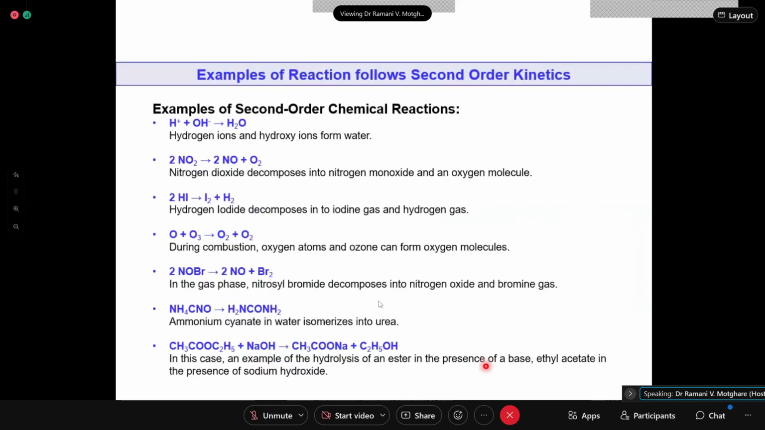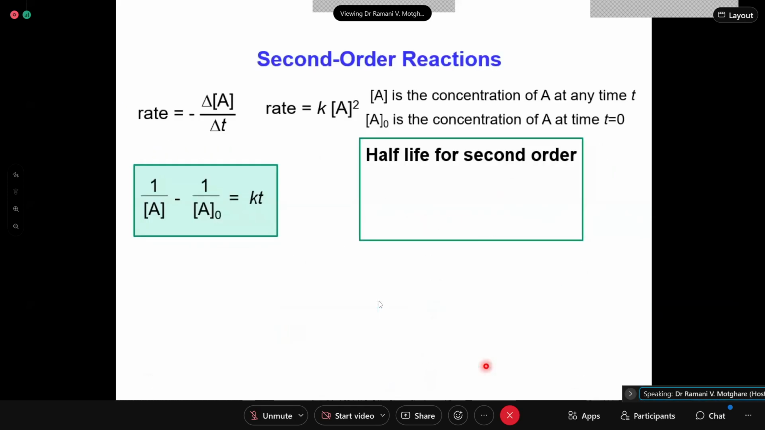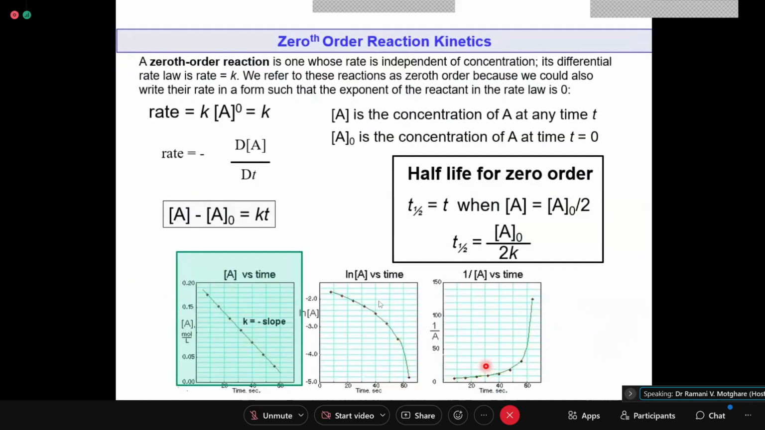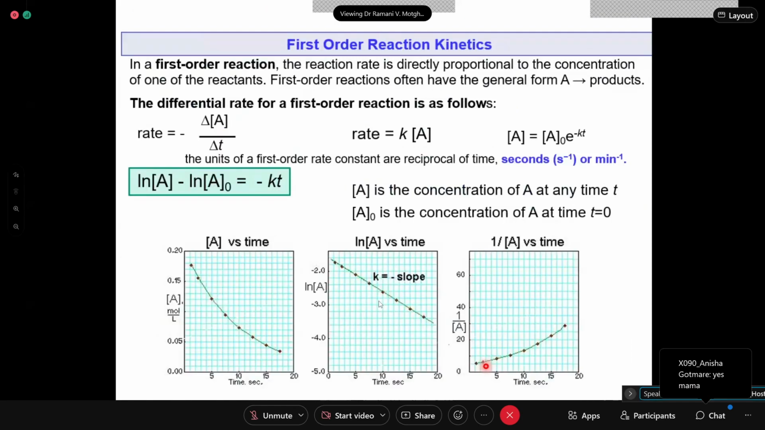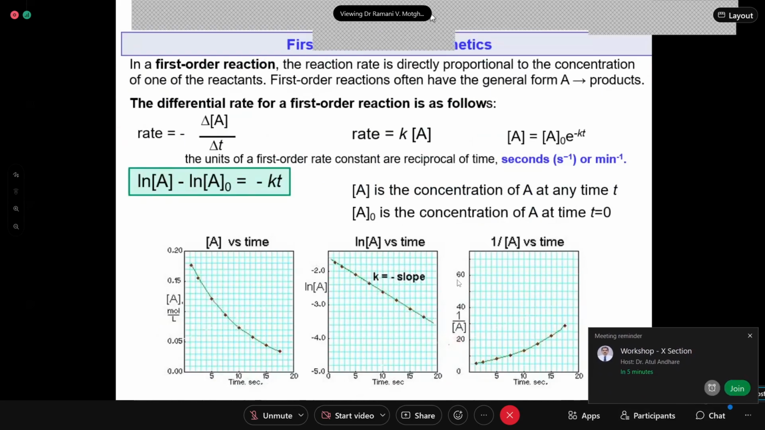We will see this tomorrow morning. But I have an MSc class also tomorrow. So anyhow, the zeroth is over. The first order is remaining. We will see this tomorrow. Now, is there anything from your side?